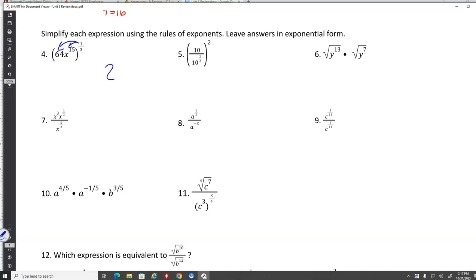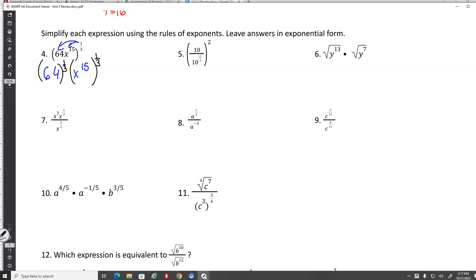Okay, so just like if I have 2x squared, the 2 gets distributed to the 2 and the x. Okay. Now, the same thing applies for this example 4. 1/3 gets distributed to both items inside the parentheses. And so far, we have 2 items. We have 64 and we have x to the 15th power. Okay. Now, 1/3 gets distributed to both, which means I have to raise 64 to the 1/3 power and x to the 15 to the 1/3 power.